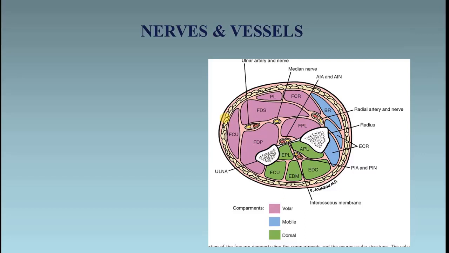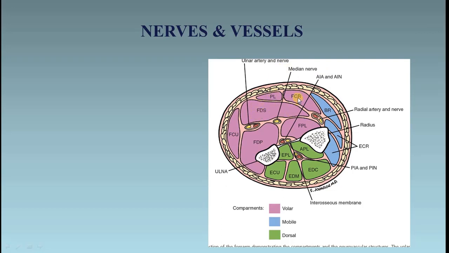So this is the cross section of the forearm, where you are able to see the radius and the ulna. Naturally this should be the lateral part and this should be the medial part. And the interosseous membrane, these are the group of muscles. What you are able to see here, the flexor muscles, medially oriented. Look slightly, they are oriented with an inclination towards the medial side.